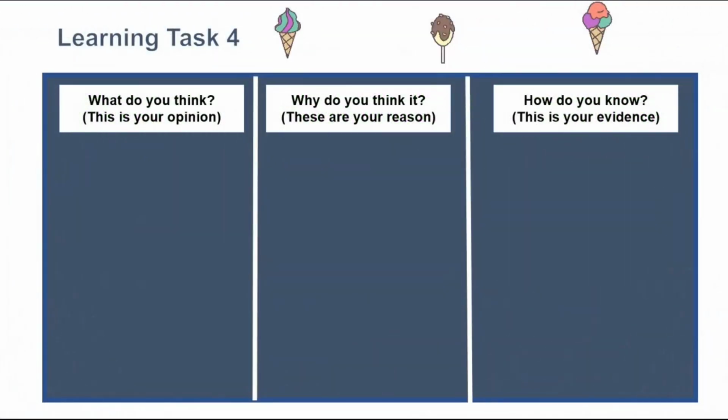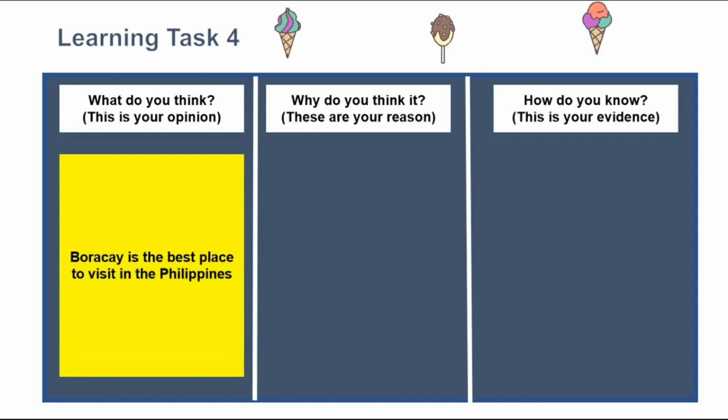So this is our diagram. What do you think? And this is your opinion. So I choose the best place. So here, Boracay is the best place to visit in the Philippines. So this is what I think. This is my opinion. Next, why do you think it?